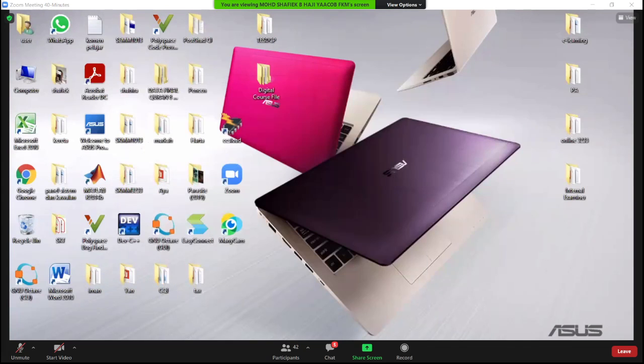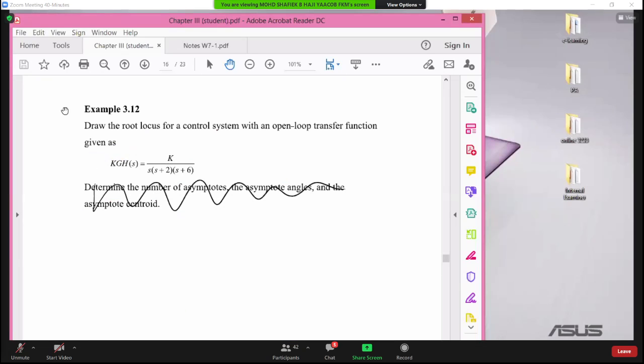All right. Okay, so let us go back. Let's try one more question. Example 3.12. Draw the root locus for a control system with an open loop transfer function given below. So this is already KGH, which is an open loop transfer function. The root locus that we are going to draw is the root locus for the closed loop system. We are just using this open loop transfer function to help us draw the closed loop root locus diagram.